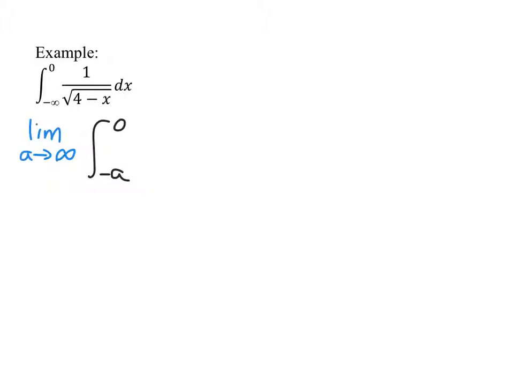So it would be the integral of 1 over the square root of 4 minus x dx. All right. So we just have to integrate this. This is a u substitution situation.